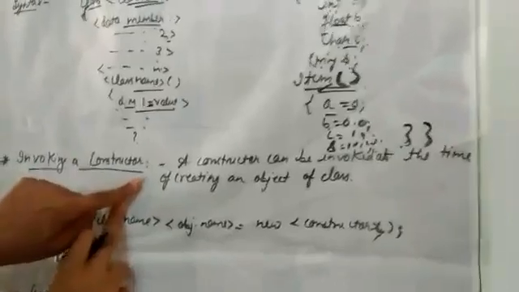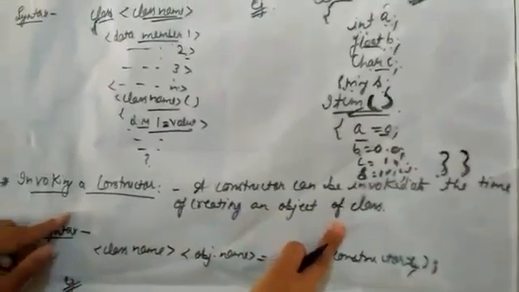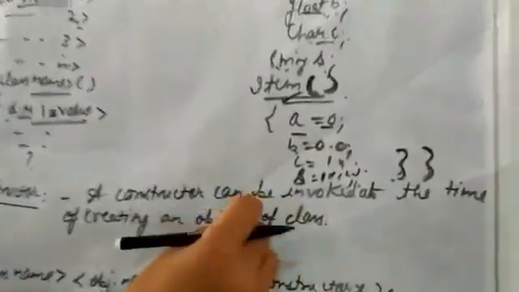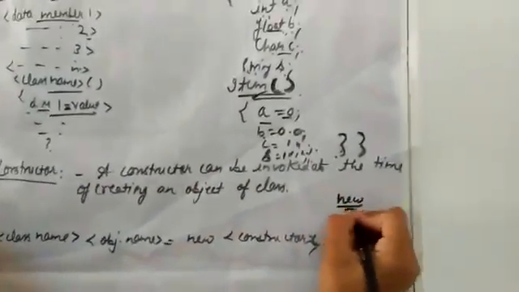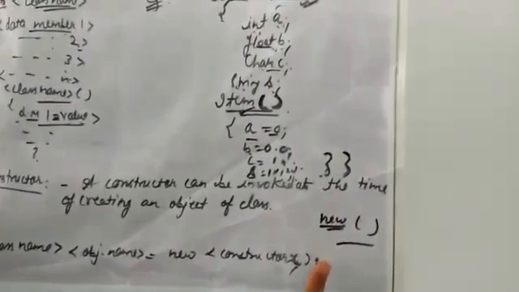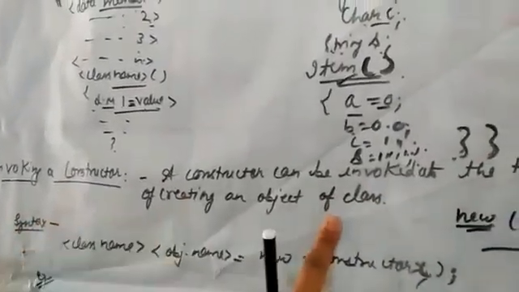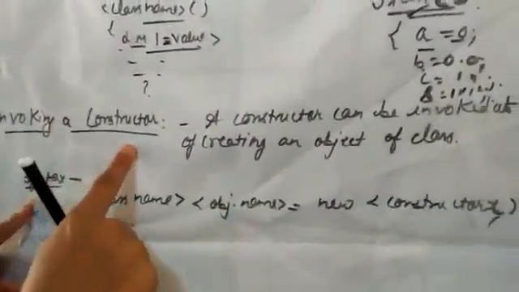Now let's come to the next topic, invoking a constructor. How will you invoke it? A constructor can be invoked at the time of creating the object of a class. So whenever you are going to create the object of a class, you create the object with the help of the new keyword, right? We have done this in the previous classes also. So when you initiate or create an object of a class, you use the keyword new. So now here's the syntax for how you will invoke the constructor in your program.